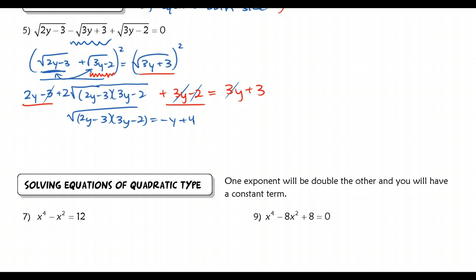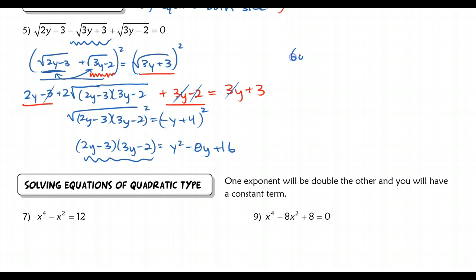And then I'm going to go ahead and square both sides now. So when I square both sides, I'm left with 2y minus 3 times 3y minus 2 equaling this term here squared, right? So squaring both sides, that's going to give me y squared minus 8y plus 16. Now it looks like I'm going to have a quadratic, and I'm just going to simplify the left-hand side here.